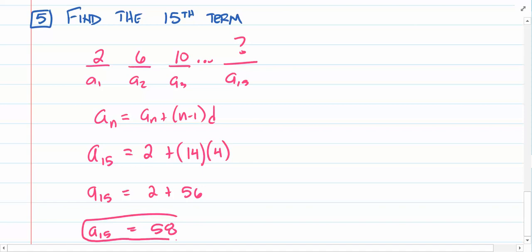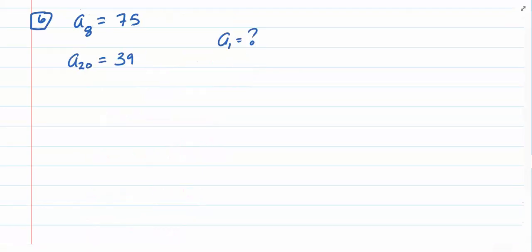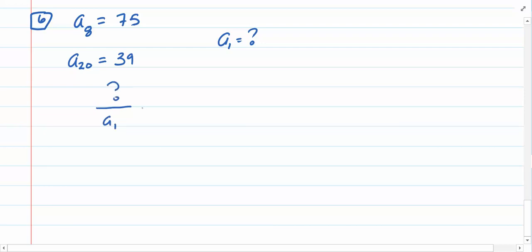Do we all agree with that? Yeah. All right, so we can fast forward up to get any term that we want as long as the sequence is arithmetic. So this is an arithmetic sequence. The 8th term is a value of 75. The 20th term is a value of 39. What's the first term? We want the first term of the sequence. That's the question mark. If we skip up to the 8th term, a sub 8, we get 75. If we skip up to the 20th term, we get 39.